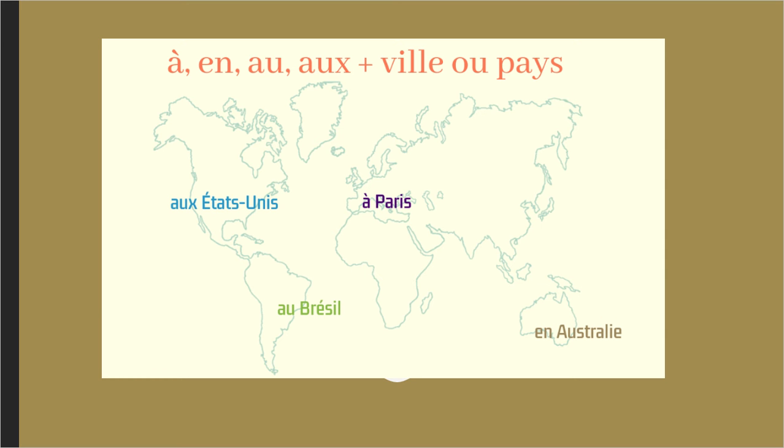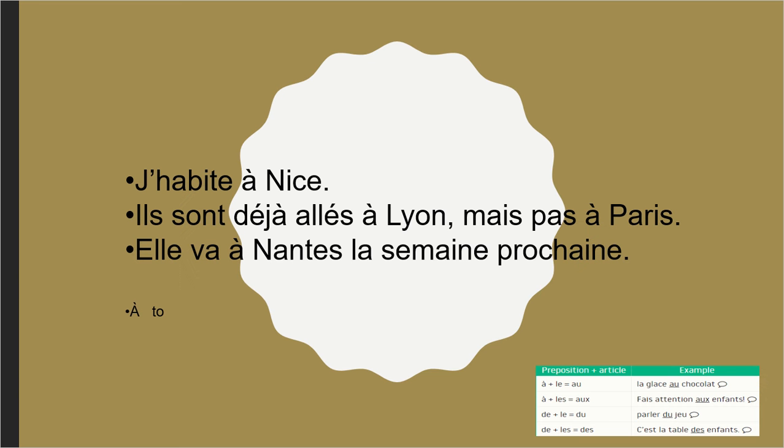And we shall move to the next slide. Here I have given a small recap. À plus le is equal to au. À is the preposition, le is the article. That gives au. Just don't mind the examples because these are not really relevant to this presentation, but I have given this just for you to remember these things, okay?